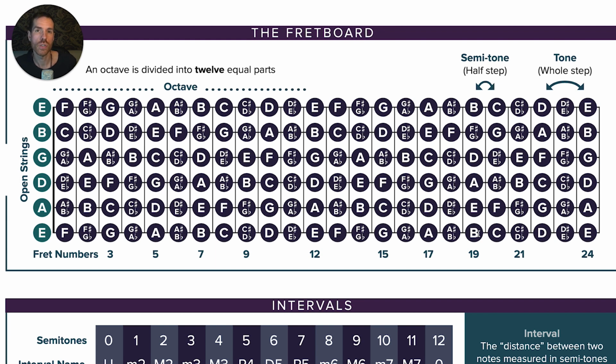Let's move on to fourths now. Fourths are 5 half steps. So let's pick a letter, D, and count up 5. 1, 2, 3, 4, 5. G is the answer. Let's do B. 1, 2, 3, 4, 5. E is the answer. Let's do A flat. 1, 2, 3, 4, 5.